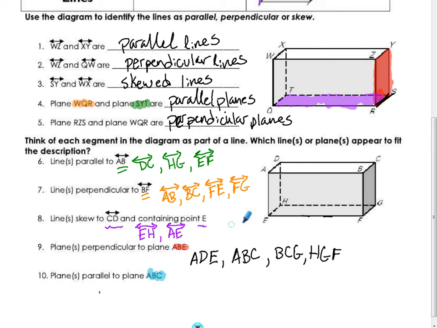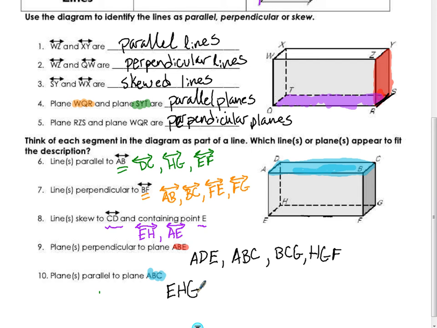And if I'm parallel, I never touch. Two planes that never touch, and they're not on the same plane, obviously. So here, if this is up here, the only other side of a box that's not going to touch it is this side down here. So that would be plane EHG, or any three letters that lie on that surface.